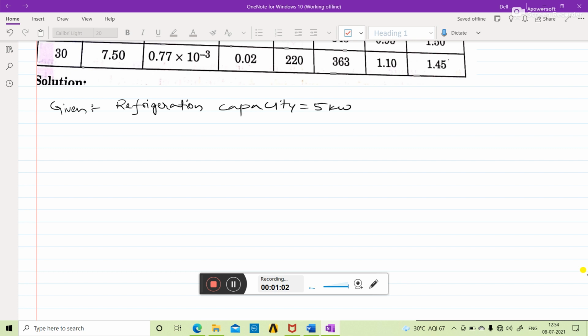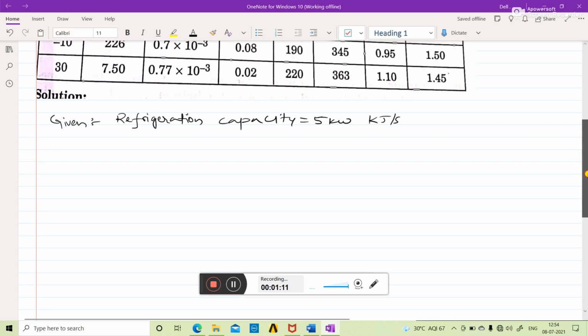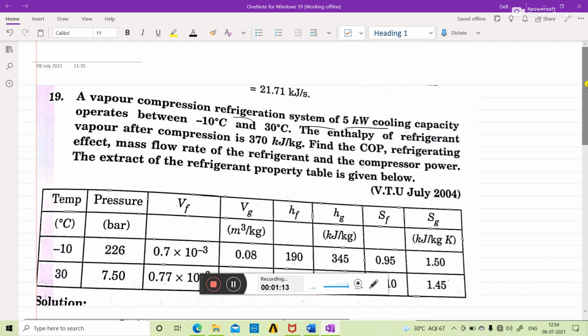Refrigeration capacity is mentioned in terms of kilojoule per second. It is the amount of heat that is absorbed per second. Refrigeration effect is the amount of heat that is absorbed per kg of the refrigerant. That is the difference between refrigeration capacity and refrigeration effect.